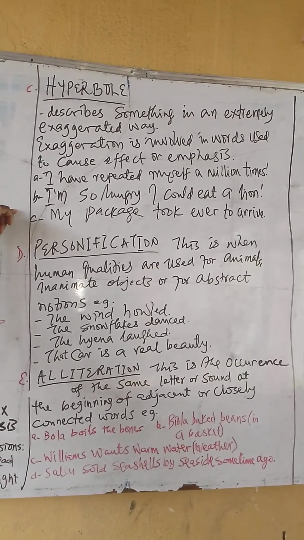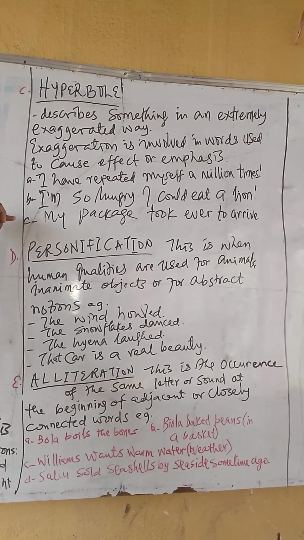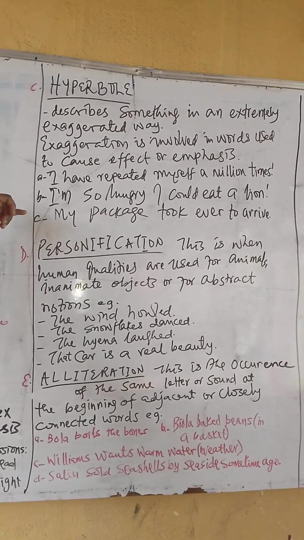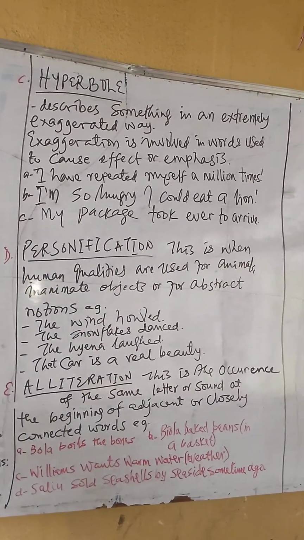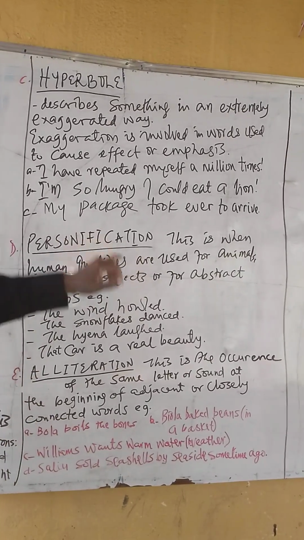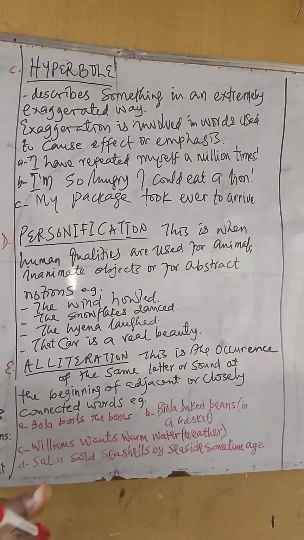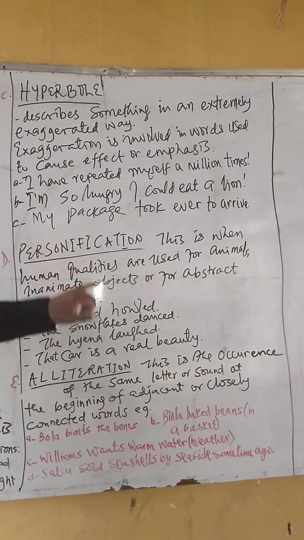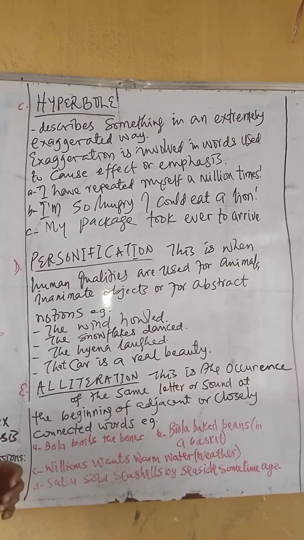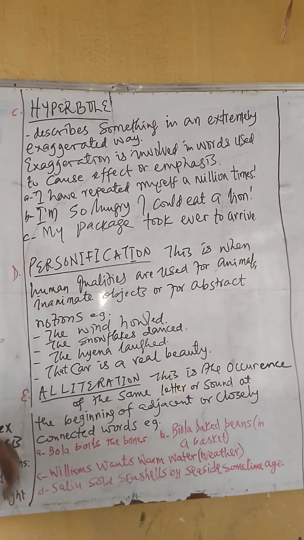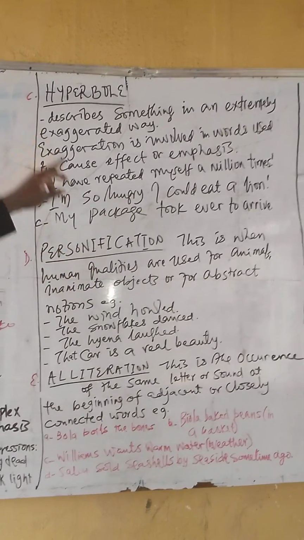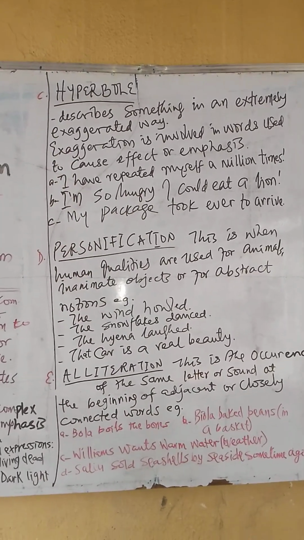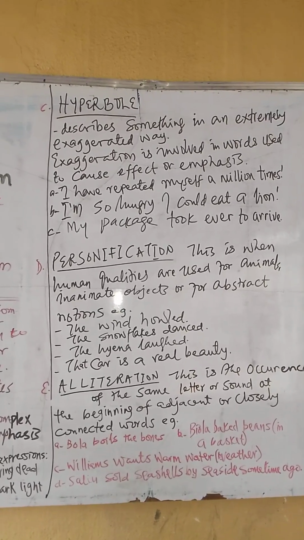Or somebody would say, it's raining cats and dogs. Or, my package took forever to arrive. The package arrived eventually through maybe the courier system, but the person is talking about how long it took him or her to receive that package. So when such words are used, they are using hyperbole, which is a figure of speech in English.